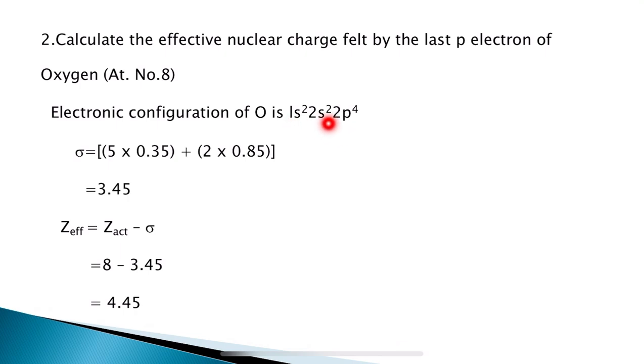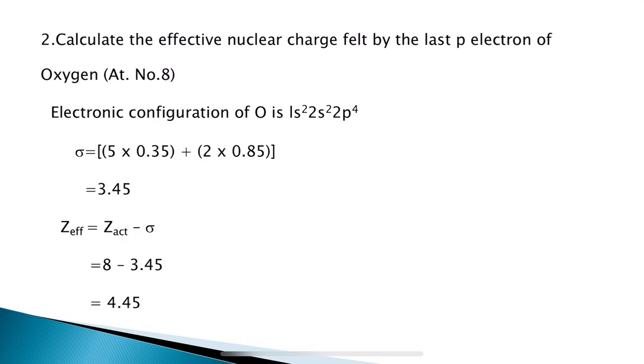So if we leave this shell, we have 2 electrons left here, 1s2, and this is the n minus 1th shell. Each of the electrons in the n minus 1th shell makes a contribution of 0.85. Since we have 2 electrons, 2 into 0.85. Now sum this up, we will get 3.45.